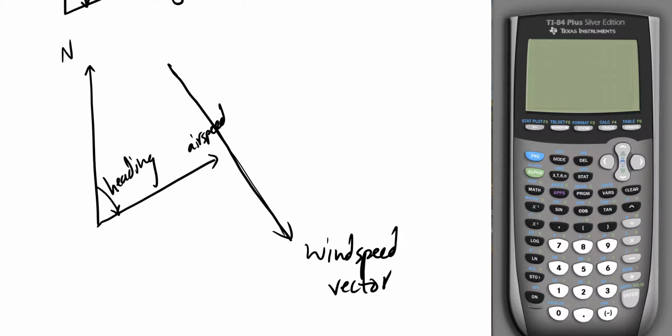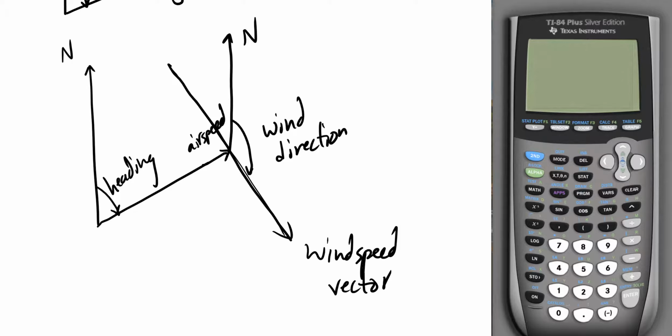If we draw another north direction, in this case this is called the wind direction. This is the angle formed by the north and the wind speed vector. But we are concerned more about the ground speed. So what is the ground speed? The airspeed vector that I drew is affected by the wind. So it's going to shift it down or up, depending on the direction of the wind.